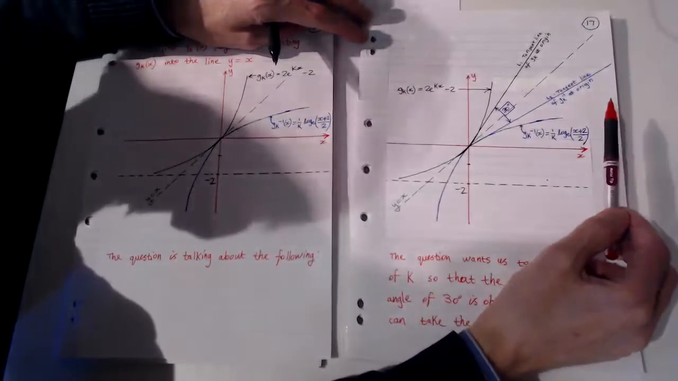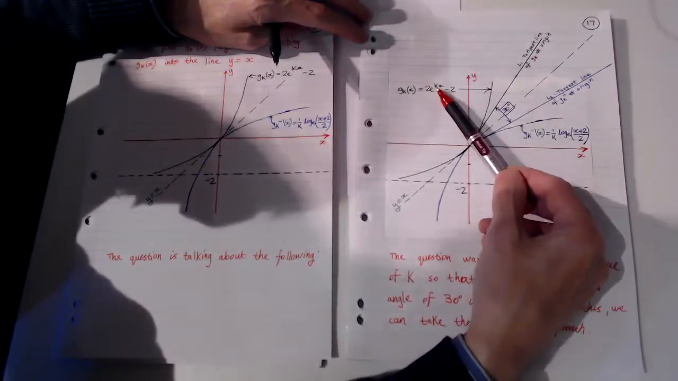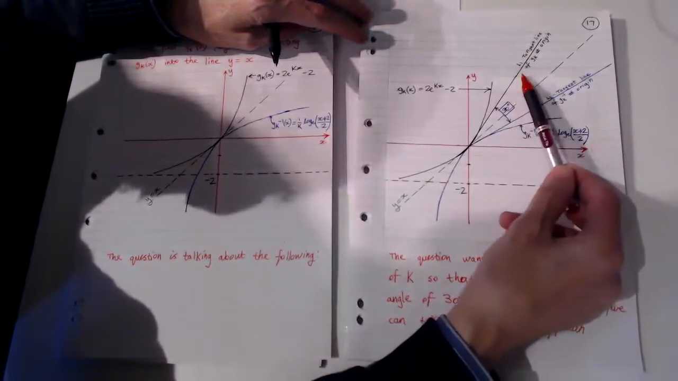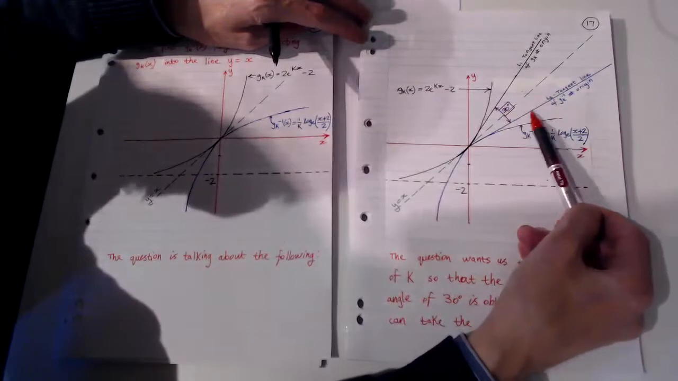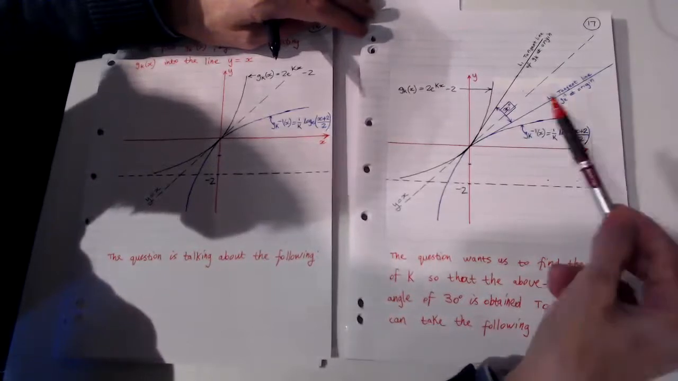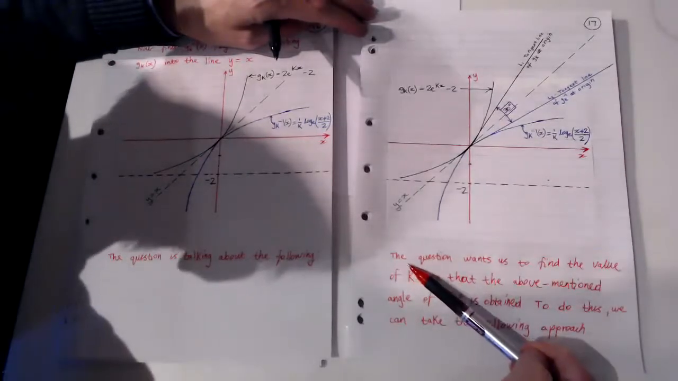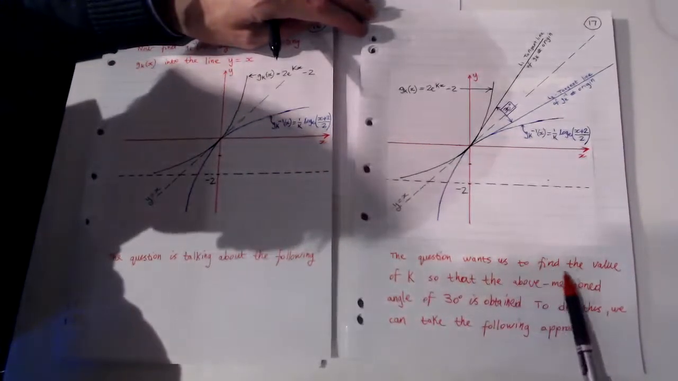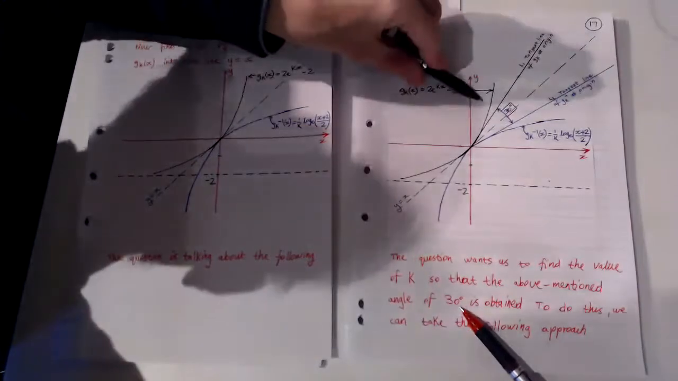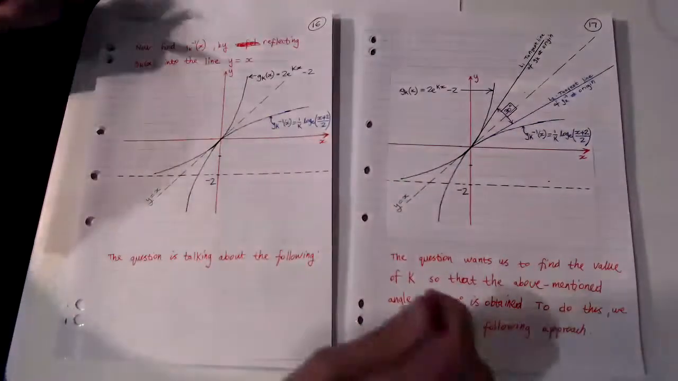Now, what the question is asking is this: what will be the value of k when the angle between that tangent line L1 and that tangent line L2 is 30 degrees? How do you find the k in such a situation? Well, you take the following approach. The question wants us to find the value of k so that the above mentioned angle of 30 degrees is obtained. To do this, we can take the following approach, as I say in the red writing there.